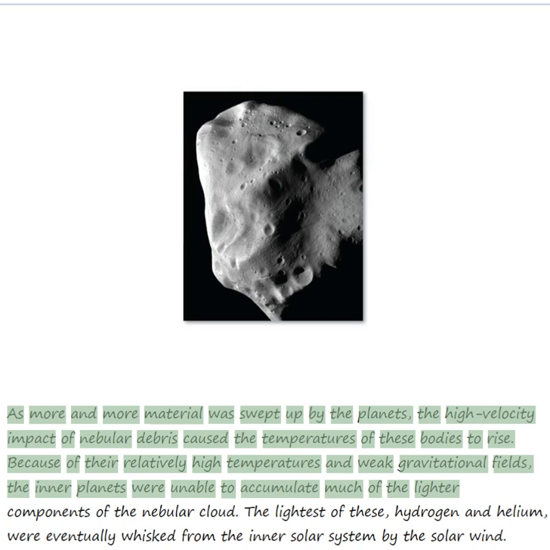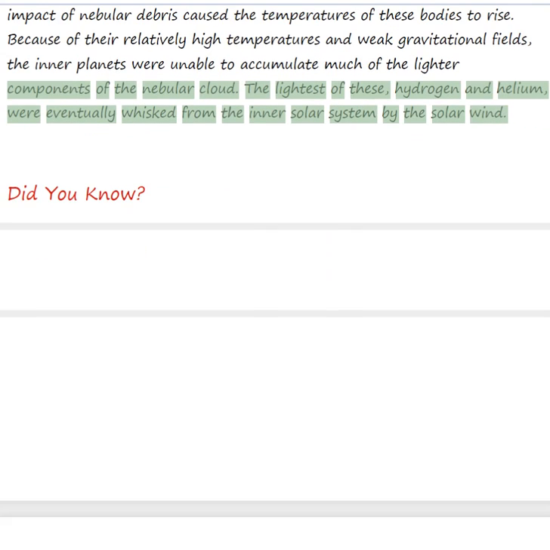As more and more material was swept up by the planets, the high-velocity impact of nebular debris caused the temperatures of these bodies to rise. Because of their relatively high temperatures and weak gravitational fields, the inner planets were unable to accumulate much of the lighter components of the nebular cloud. The lightest of these, hydrogen and helium, were eventually whisked from the inner solar system by the solar wind.